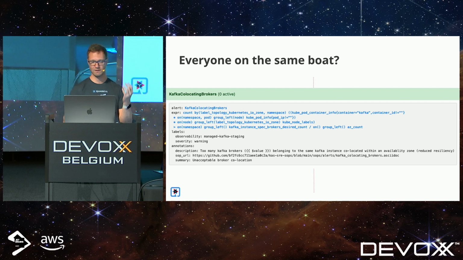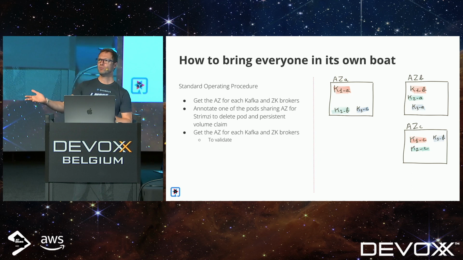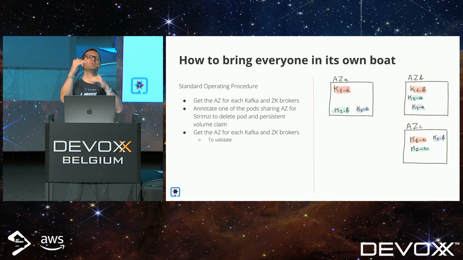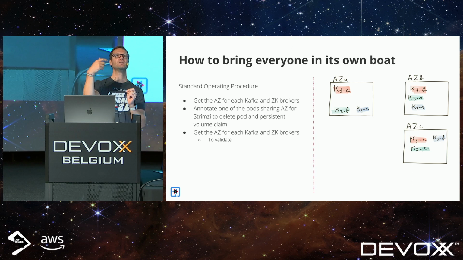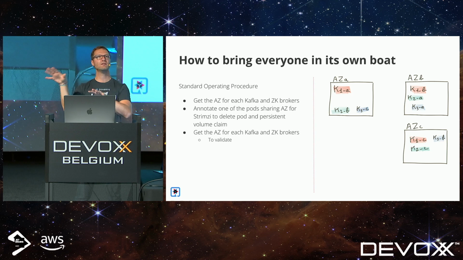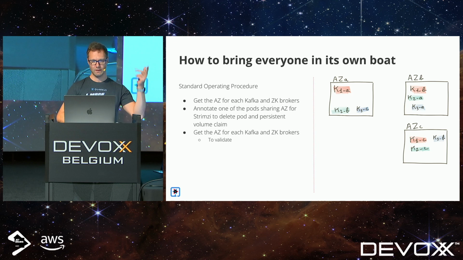And to bring everyone on board is the standard operating procedure I was showing. So you run the script to show where the imbalance is, and then you select the one broker you will decide to have down and back up. You check that its min in sync replica and so on is fine. If you don't know how to do that, then you can use Strimzi and label that pod for recycle. And Strimzi will do that job, looking for the min in sync replica and so on. So it's a bit safer than doing it by hand. And then you restart things.